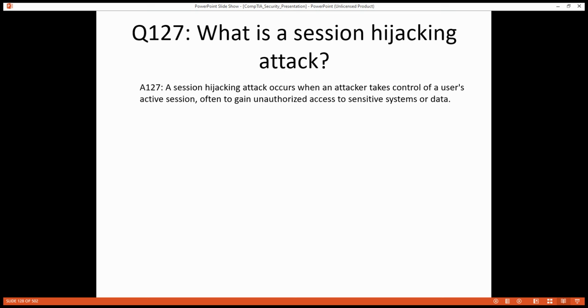Q127. What is a session hijacking attack? A127. A session hijacking attack occurs when an attacker takes control of a user's active session, often to gain unauthorized access to sensitive systems or data.